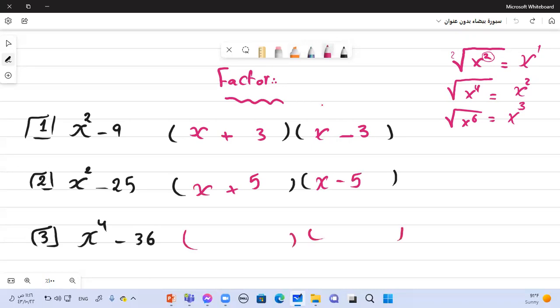X power of 4 is x squared. Excellent. Plus 6 and minus 6, so x squared plus 6 and x squared minus 6. It is a very easy idea. This is a very important idea about factorization of a quadratic function.